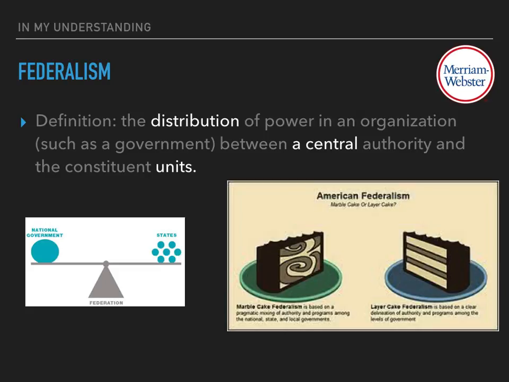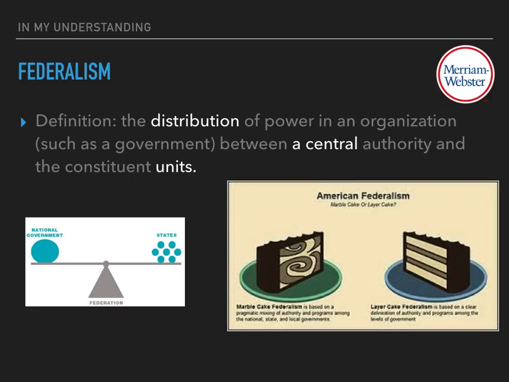Next, we have federalism. The Merriam-Webster definition is the distribution of power in an organization between a central authority and the constituent units. So we see that usually with our state government and our national government. Federalism can be broken down into several different types. Mostly we see marble cake federalism and layer cake federalism.